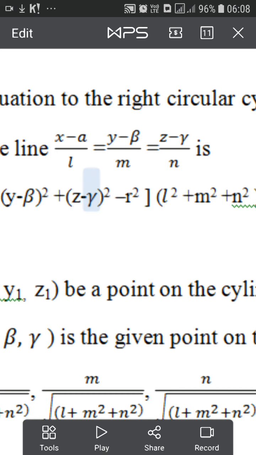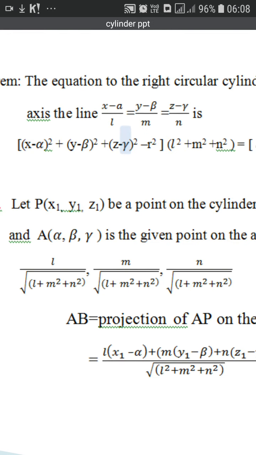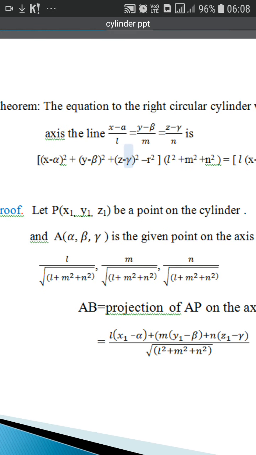In the similar manner, in this problem, the DRs are l, m, n. Then the DCs will be l by root of l square plus m square plus n square, m by root of l square plus m square plus n square, and n by root of l square plus m square plus n square. In this way, we can write the DCs.